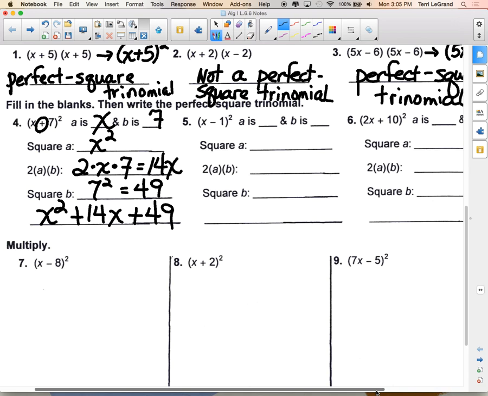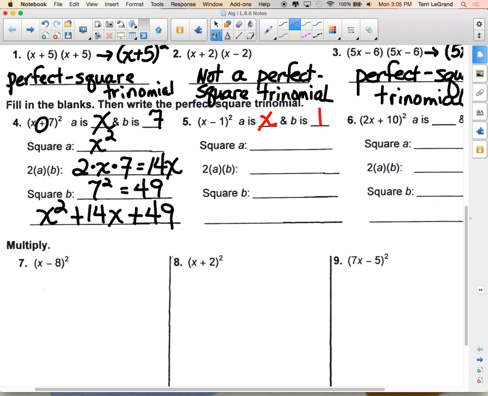Okay, in number 5, this one does have subtraction. Many times I say to you, change subtraction to add the opposite. We're not going to in this case. We're going to leave it subtraction because we recognize that we have a binomial times itself, so this is one of our shortcut ones. So we're going to say our a value is what? X, and our b value is going to be 1.